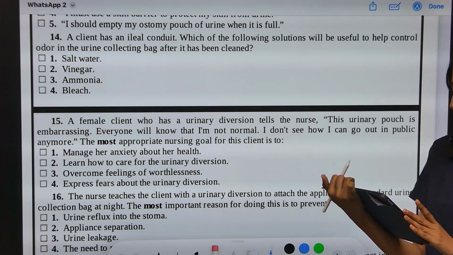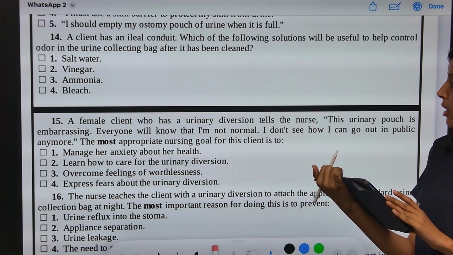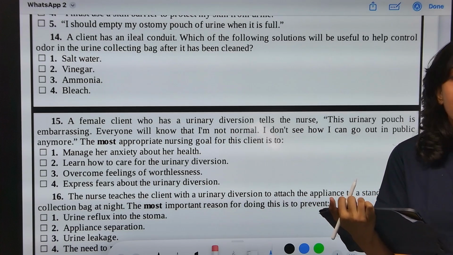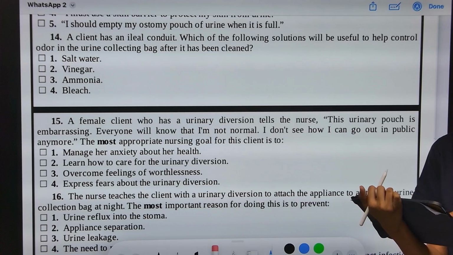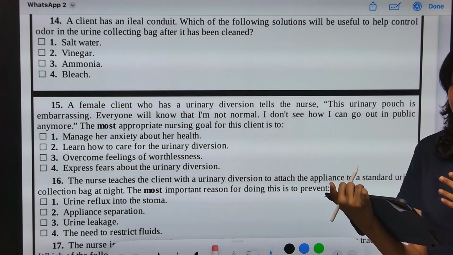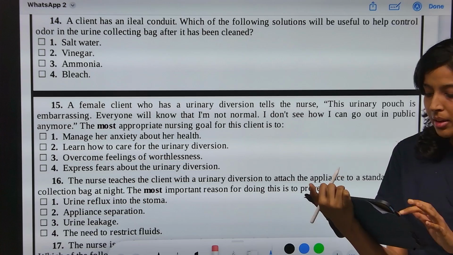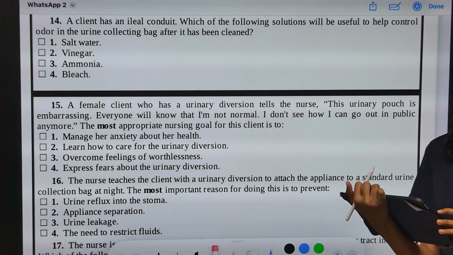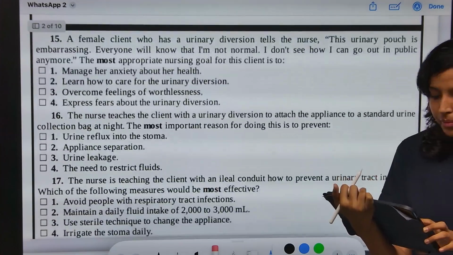The right answer will be the second, that is vinegar. Vinegar is a good cleanser and it diminishes odor very quickly. So the right answer will be vinegar. We can use vinegar to clean the collecting bag and stop the odor in the collecting bag.